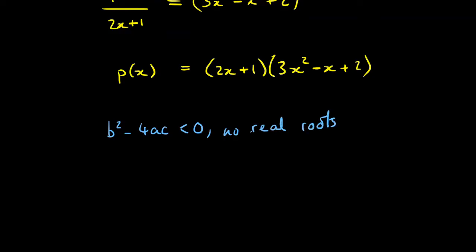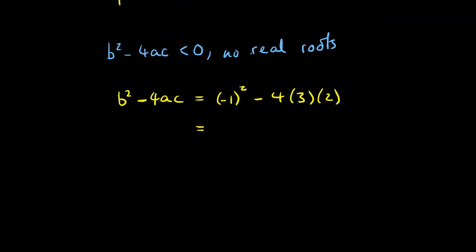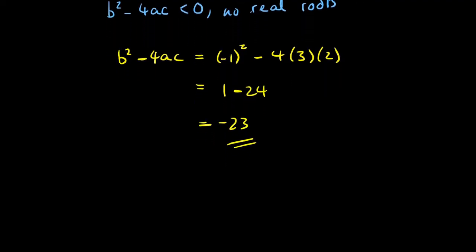So that's what we're going to do. We're going to calculate b squared minus 4ac for this polynomial. So our b is negative 1, so we've got negative 1 all squared, minus 4 times a, which is 3, times c, which is 2. Well, negative 1 squared is 1, and 4 times 3 is 12, times 2 is 24, so we've got minus 24, and that's negative 23, and the whole point is that is a negative, right?